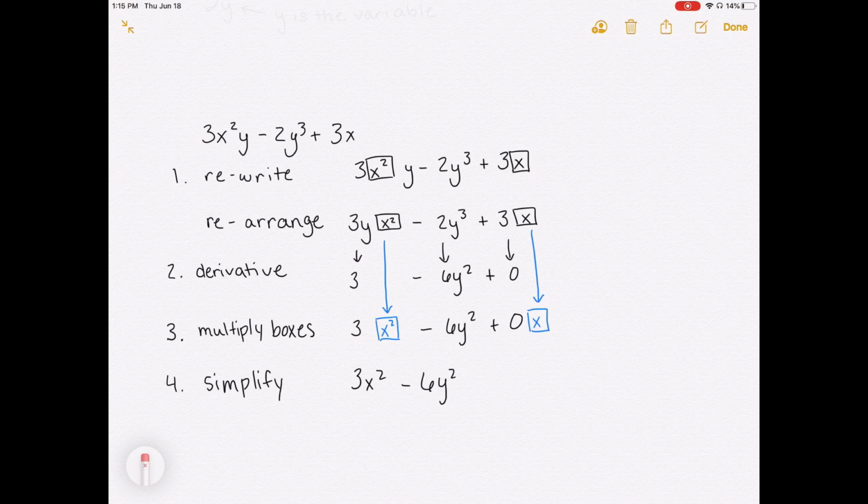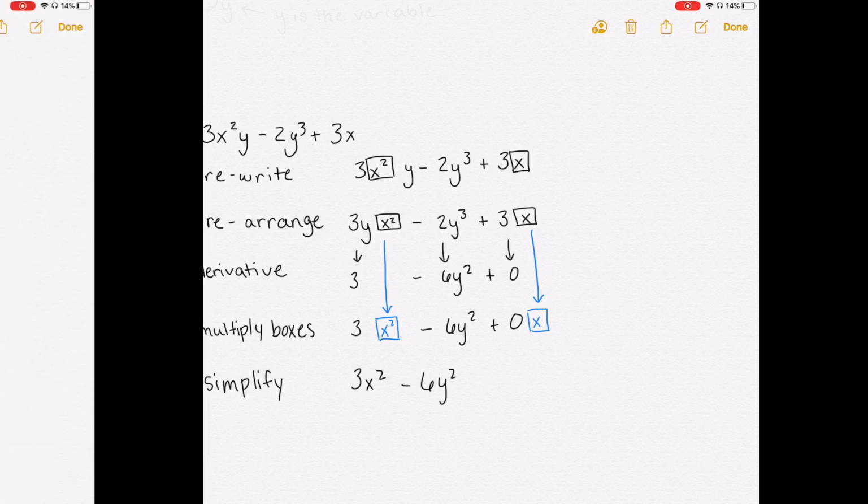Note that you don't always have to go through each of these 4 steps separately. As you get better at partial derivatives, you may find yourself combining steps, but doing each step separately, particularly when you're first learning, helps minimize errors.